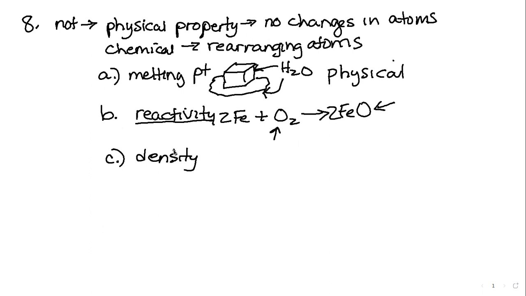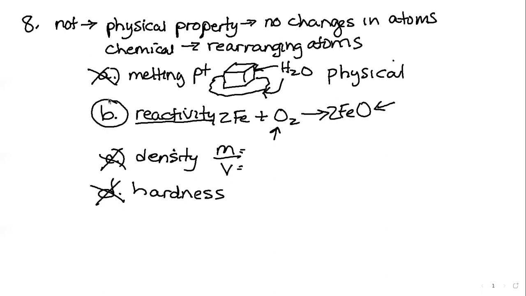Density. Density is mass over volume. And that doesn't change the atom structure. It's just a measurement of its mass divided by its volume. So that's not the answer. And D would be hardness. Now the atoms don't need to change to look at hardness. You can squeeze it, you can scratch it. So our answer is B, reactivity.